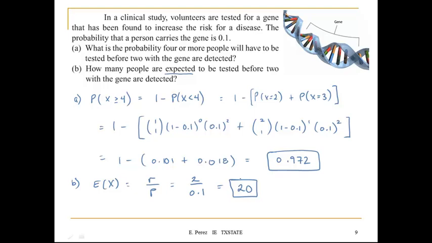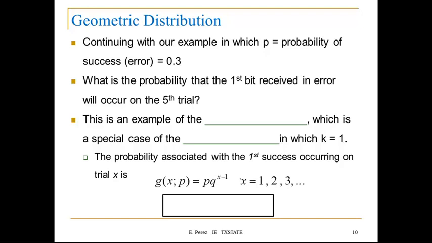Okay, so there's a couple of examples for the negative binomial, again, very similar to what you saw for the binomial distribution, but here, the important thing to remember is that this negative binomial is a binomial experiment in which trials are repeated until a fixed number of successes occur. So you have a fixed number of successes, that's a negative binomial distribution. Okay, so let's transition to the geometric distribution.